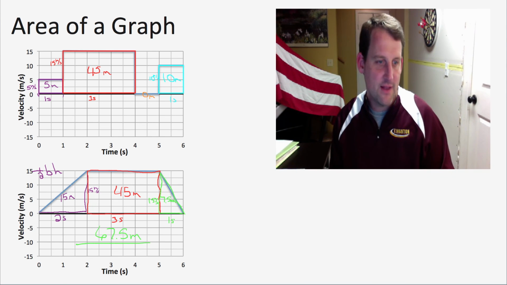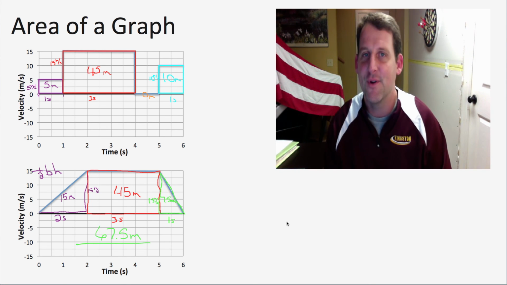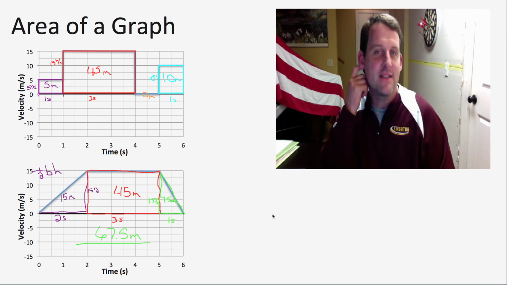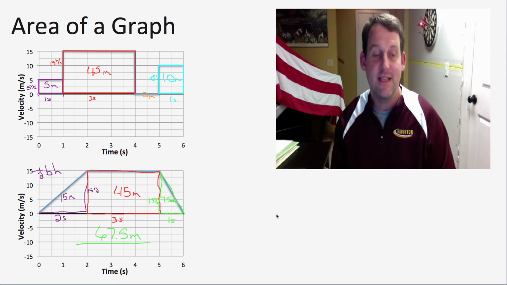All right, that's our final example. I hope you learned a little bit something new about the area of a graph, and especially with velocity time graph, the area is the distance.